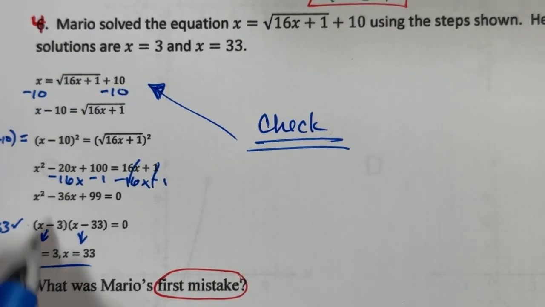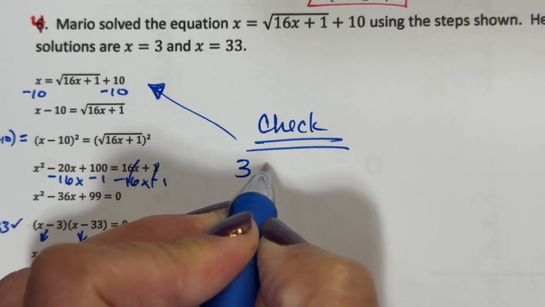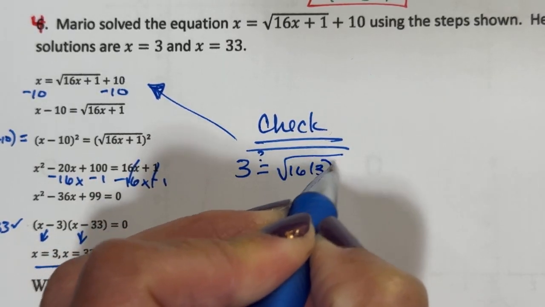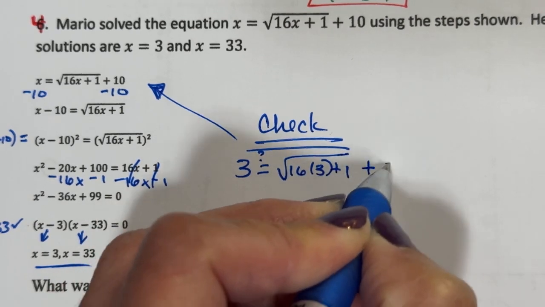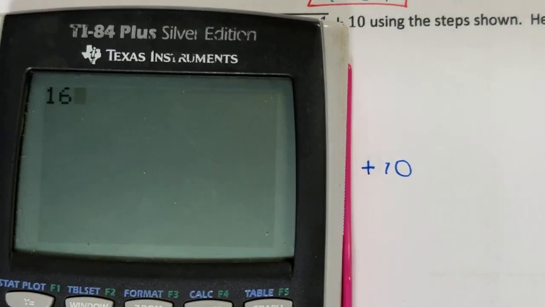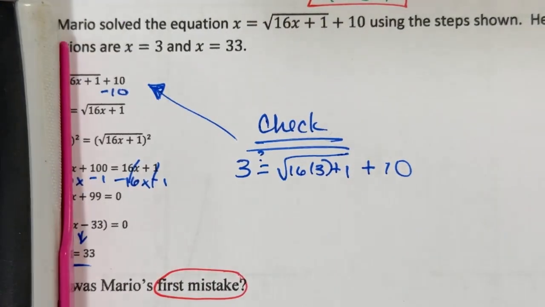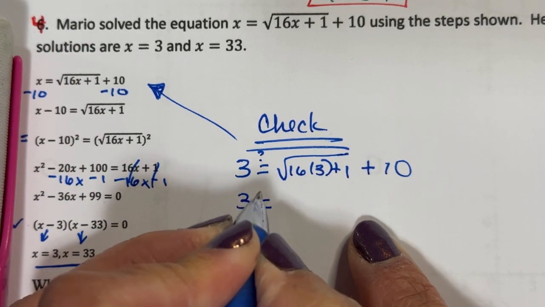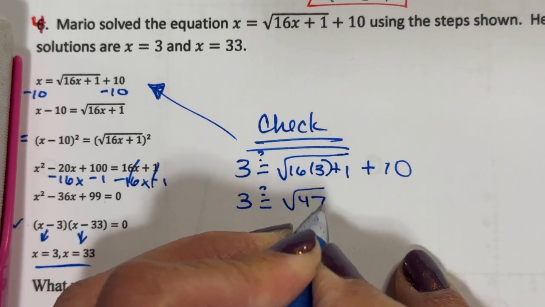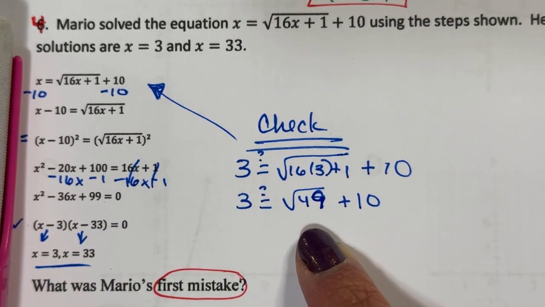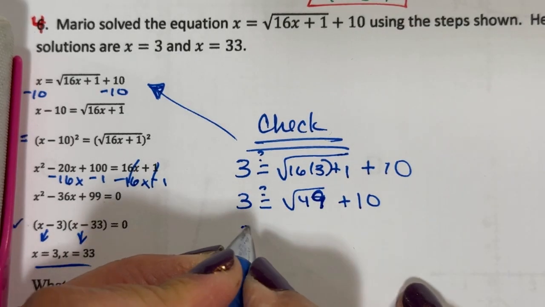So I'm going to start with the 3. Plug in a 3 for all the x's. So 3, is that going to equal the square root of 16 times 3 plus 1, plus 10? Pull out my monster calculator here. 16 times 3 is 48. 48 plus 1 is 49. And so we're going to get 3. Is that going to equal the square root of 49 plus 10? Oh, not 47. Square root of 49. Well, square root of 49 is 7, which is why I was thinking 7.